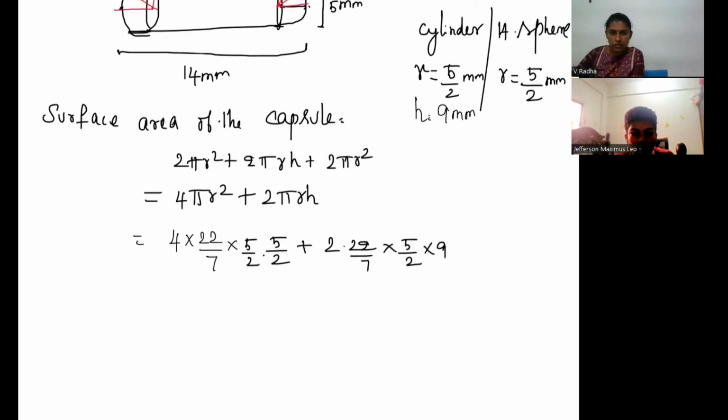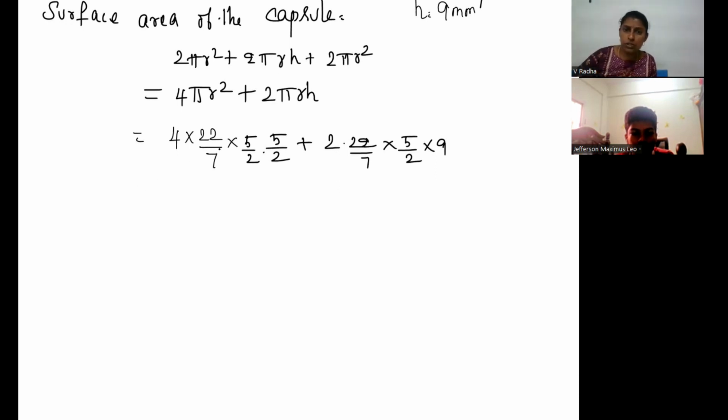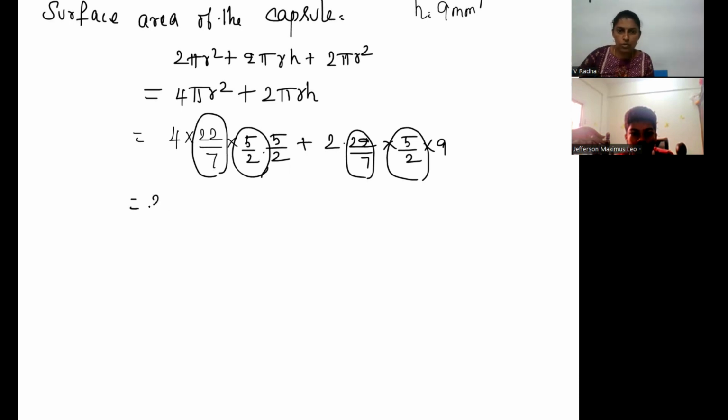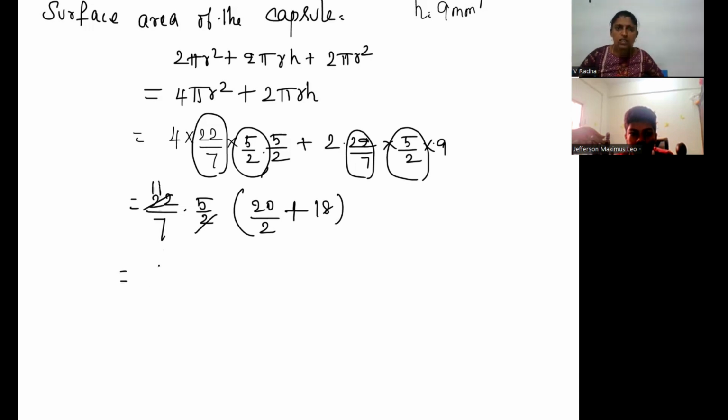For simplification, take out the common term 22 by 7. Here 5 by 2, here also 5 by 2, so that is also common. Take out 22 by 7 times 5 by 2. The remaining inside is 4 times 5, which is 20 by 2, from the first term, plus 2 nines are 18. Now cancelling, 11 times 5 is 55 by 7, and inside the bracket 10 plus 18 is 28. Now these 28 go with the 7: 1, and here 4. So 55 times 4, multiply and say the answer.